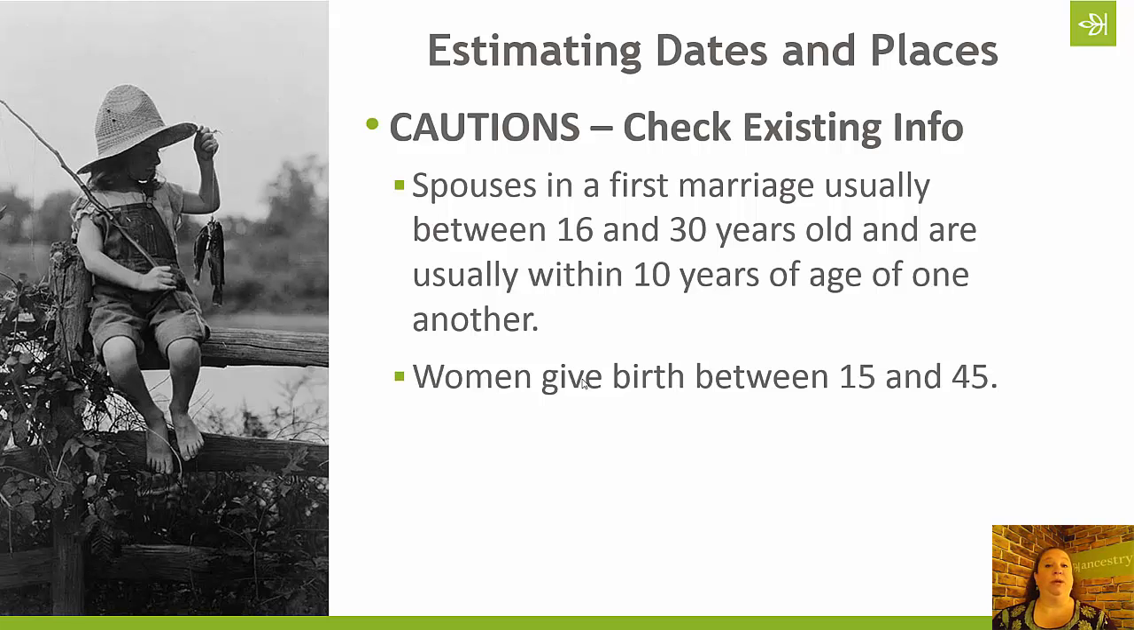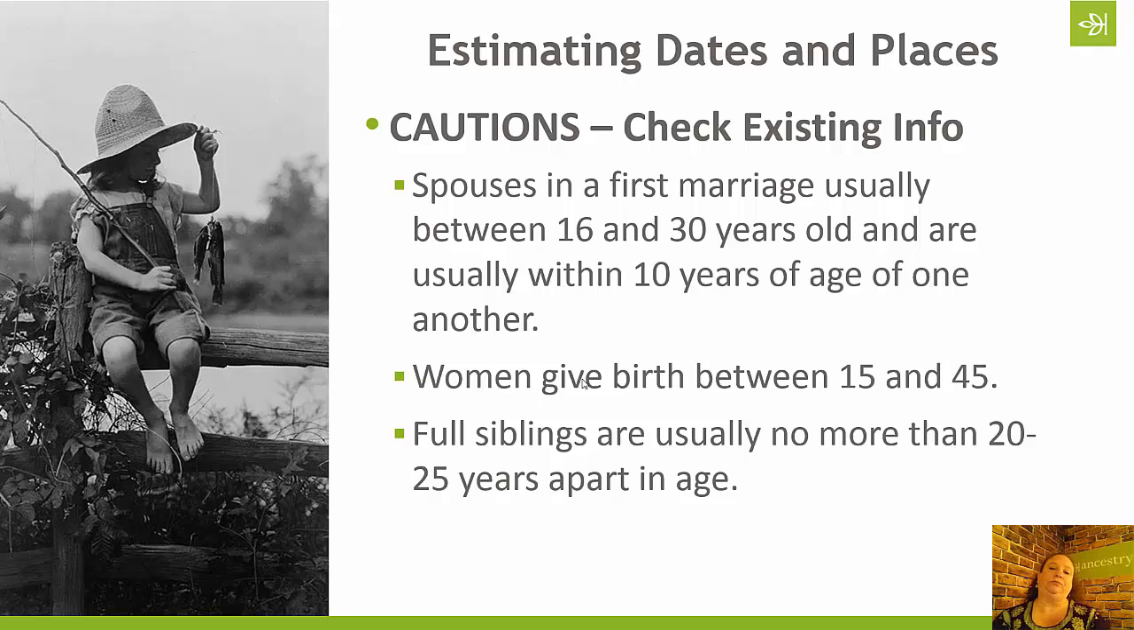Women typically give birth between ages 15 and 45. I have seen a few younger and a few older, but that's a general rule of thumb. So if you've got a woman with children who are born outside of that range, you either have her identity wrong, you have her birth date wrong, or you have the birth date of one of those children wrong. So it's something to look out for.